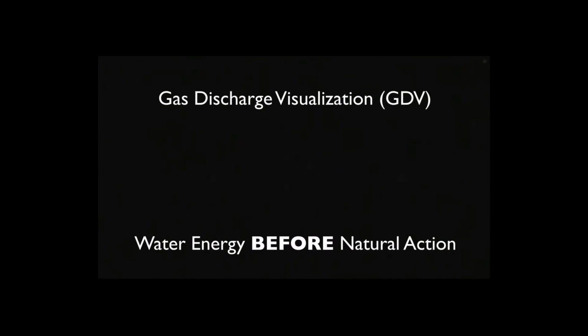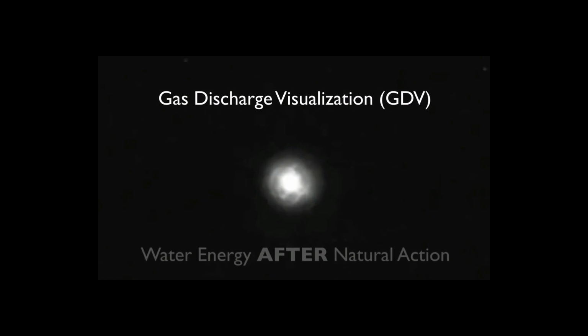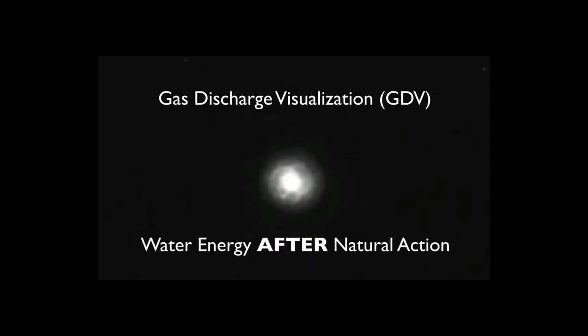The gas discharge visualization, GDV, is a device used to measure the biomagnetic field in a water droplet. After water passes through our device, a more energetic field can be seen around the water, enhancing its life-supporting properties.